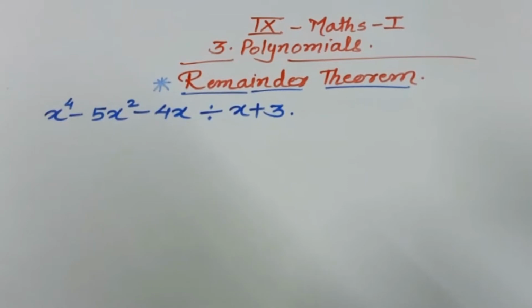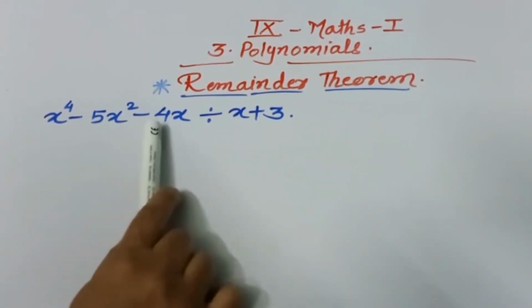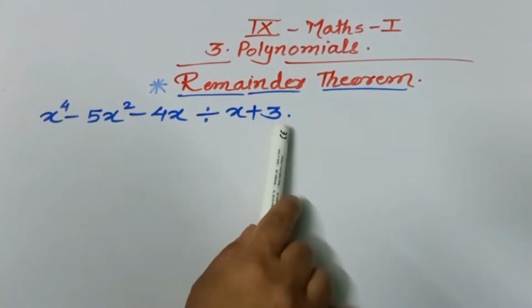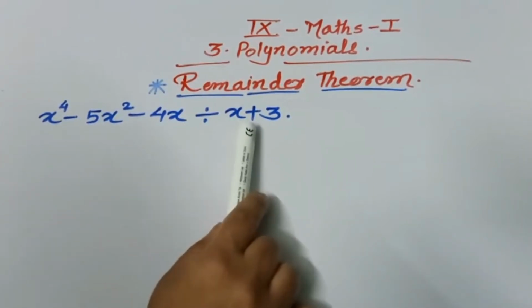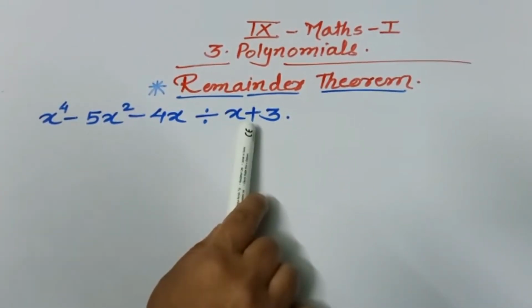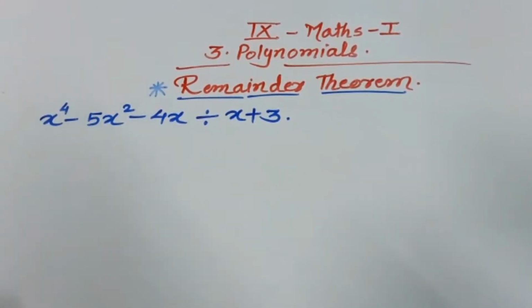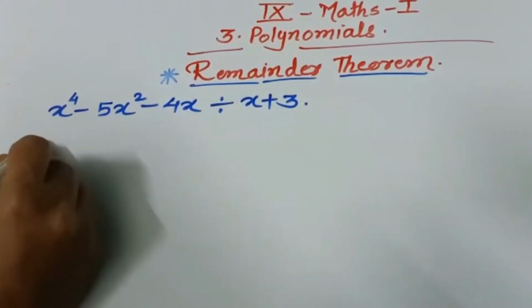So we are taking here one example, that is x raised to 4 minus 5x square minus 4x. This polynomial we have to divide by x plus 3. Okay. So this polynomial now we are dividing by synthetic method. By any method we can divide here, but here we are dividing by synthetic method. So first this divisor we are writing in the standard form.